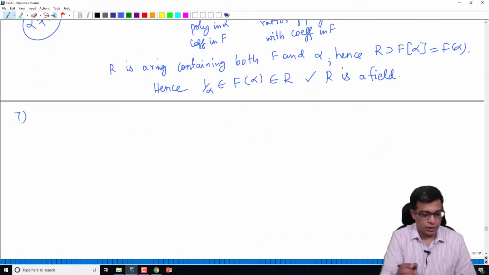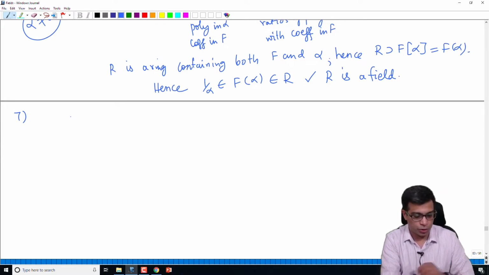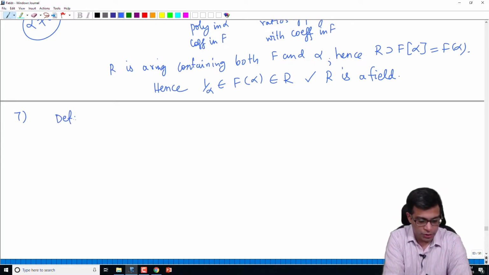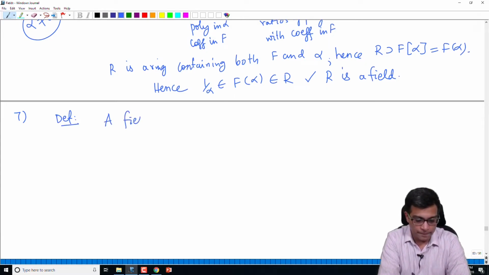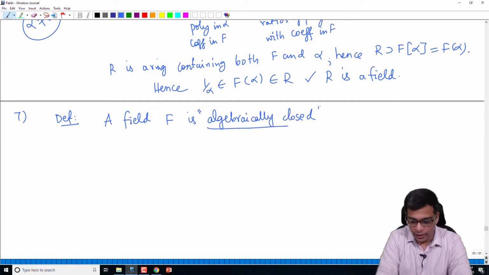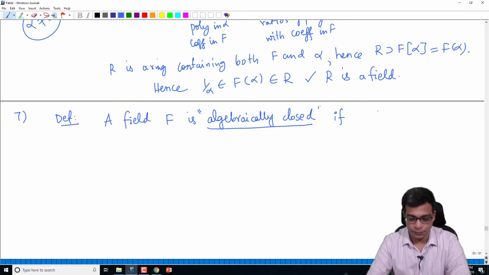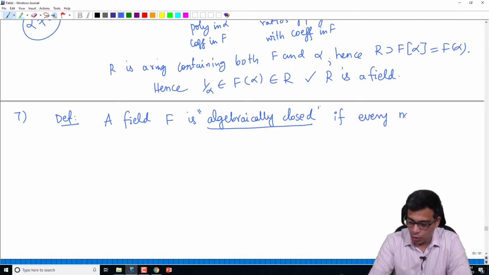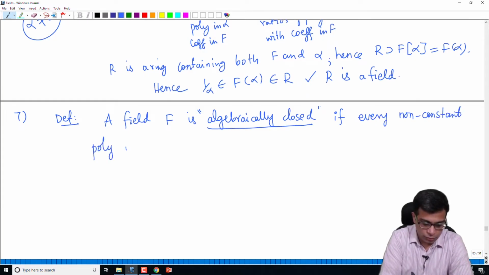So I'm going to give a nice definition. I didn't have time to discuss such fields in this course, but this is an important notion of fields. It is called an algebraically closed field. So a field F is algebraically closed, so this is the terminology. A field F is algebraically closed if every non-constant polynomial in F[x] has a root in F.